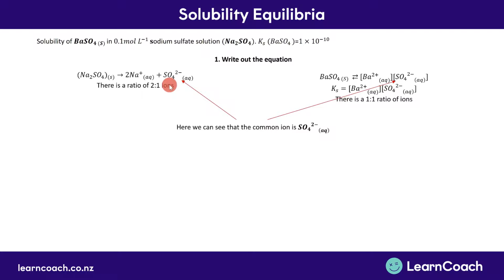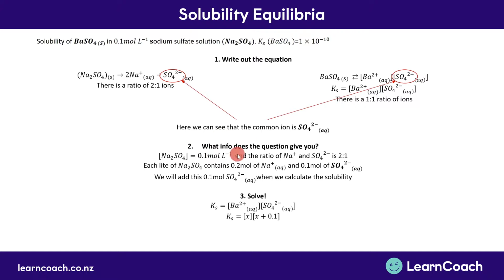The next step is putting in the information we know. So what info does the question give us? One piece of info the question gives us, the concentration of Na2SO4 is 0.1 moles per litre. We also know Na2SO4 is in a non-reversible reaction to 2 Na+ and 1 SO4 2-. Using these two pieces of information, we can work out the concentration of SO4 that's present before we add any barium sulfate. In non-reversible reactions, all the reactant is used up.